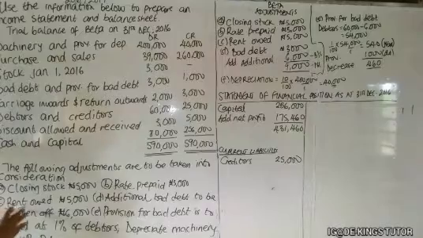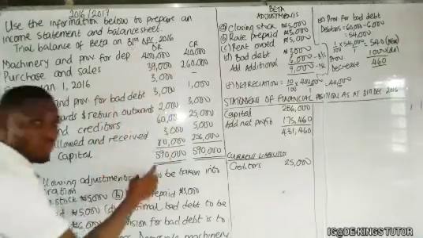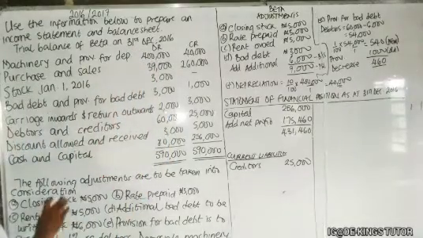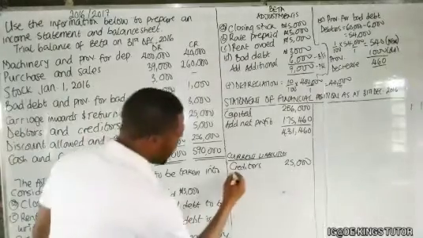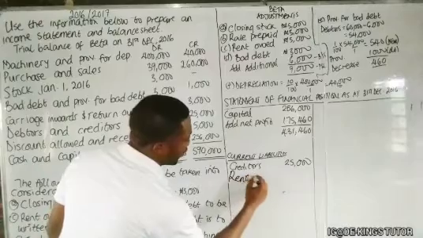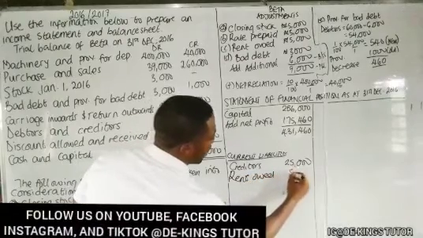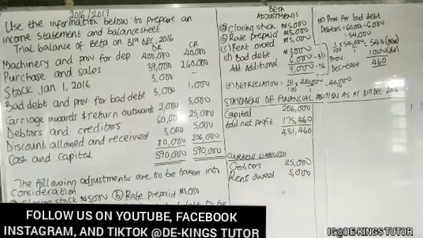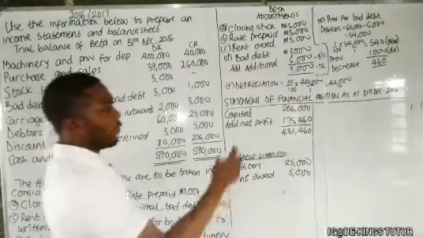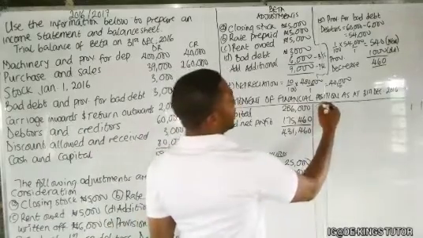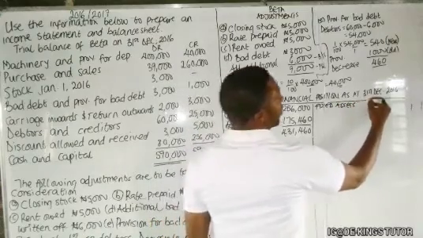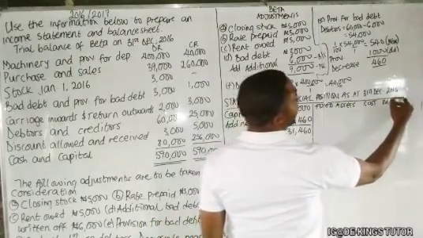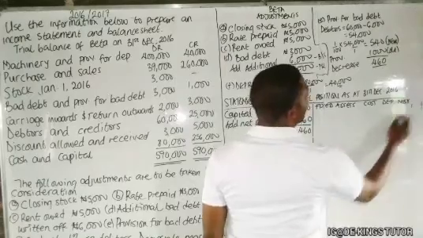Now we check in the additional information. We have rent owed, which is a current liability. So we have rent owed as 5,000. Okay, so we'll move to the right hand side. The right hand side will have our fixed assets. We'll have cost, depreciation, and net book value.